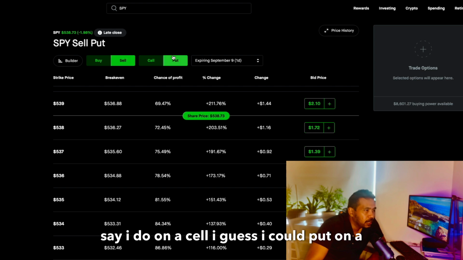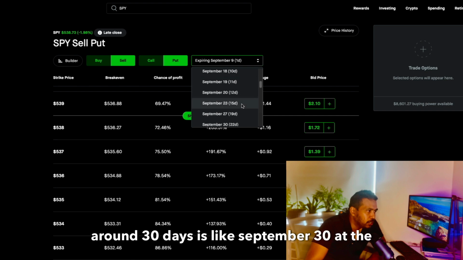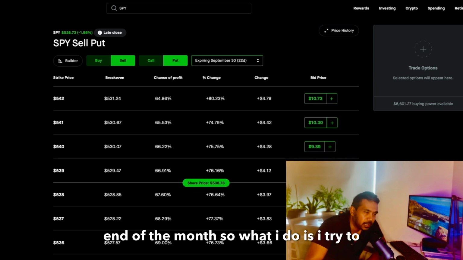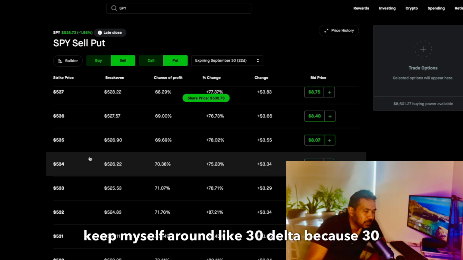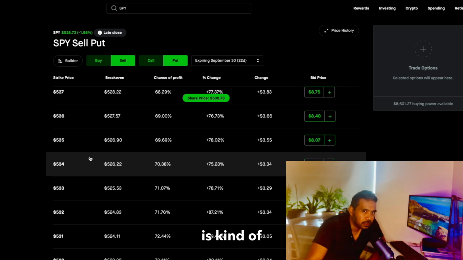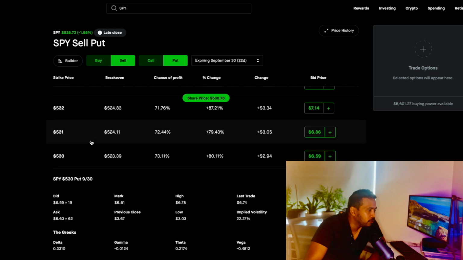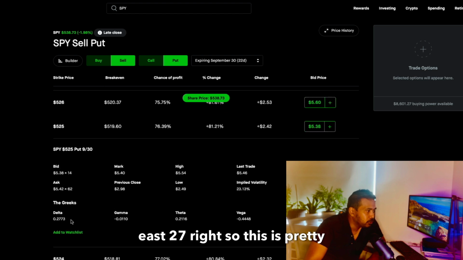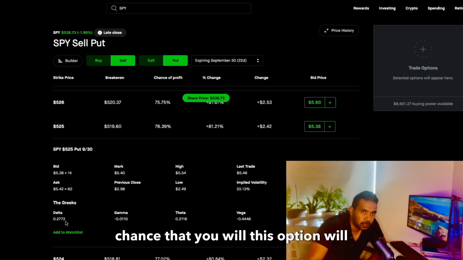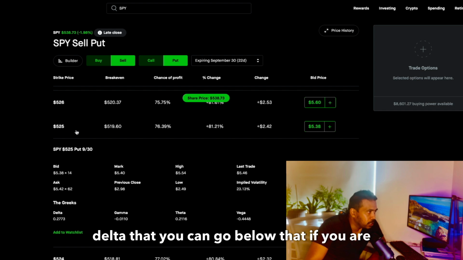So let's say I want to sell a cash secured put on SPY, and I go out around 30 days, like September 30, at the end of the month. What I do is I try to keep myself around 30 delta, because 30 is not too aggressive. So you should stick to around 30 delta. Let's say in this case 525 is 27, so this is pretty okay. This is a good chance that this option will expire worthless. So that is a good safe delta, and you can go below that.